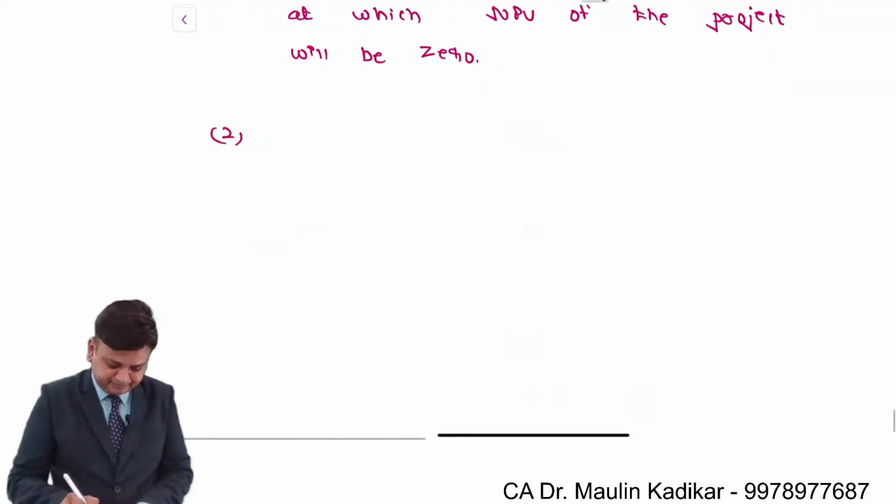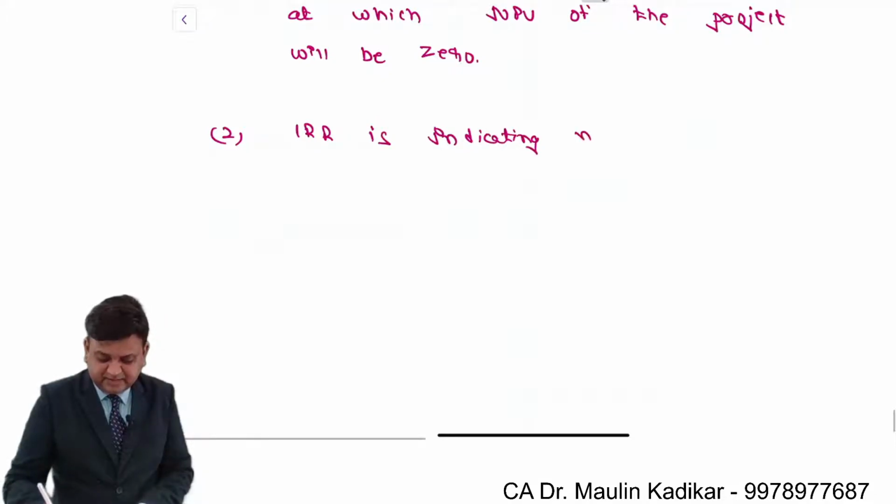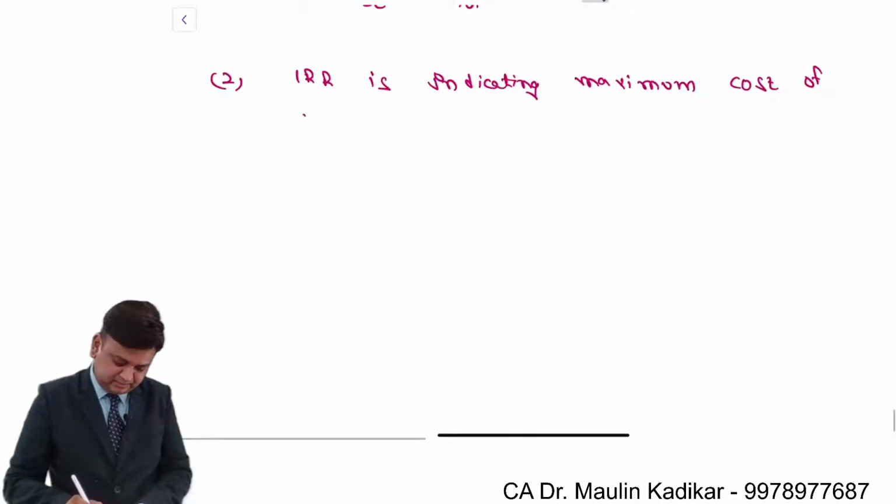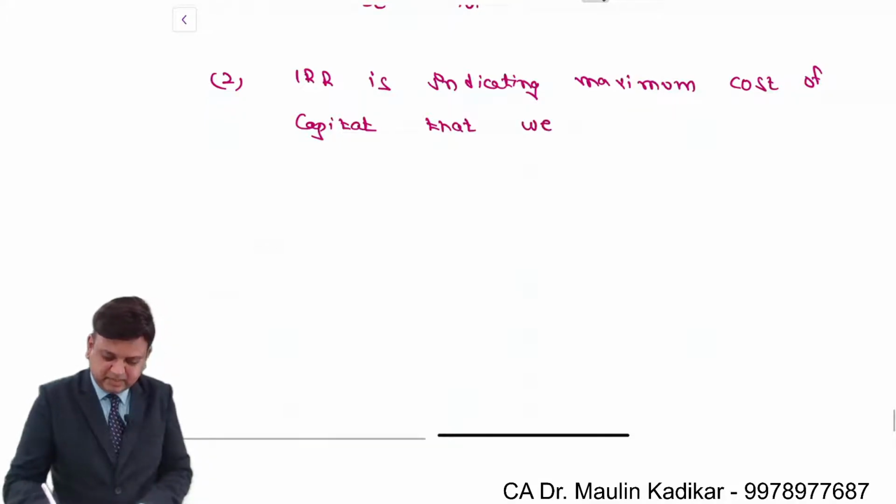Second point, IRR is indicating maximum cost of capital that we can bear for the project.